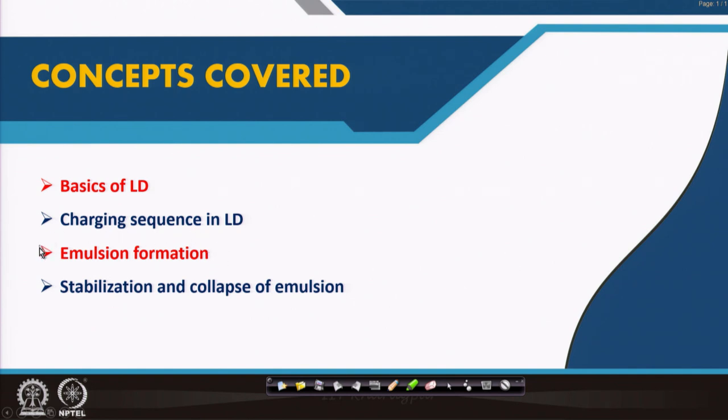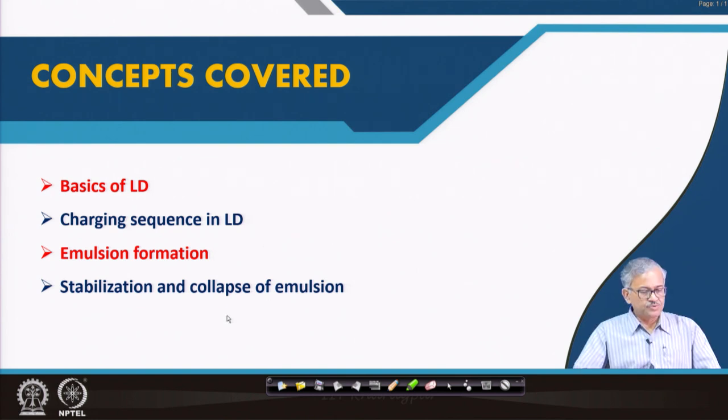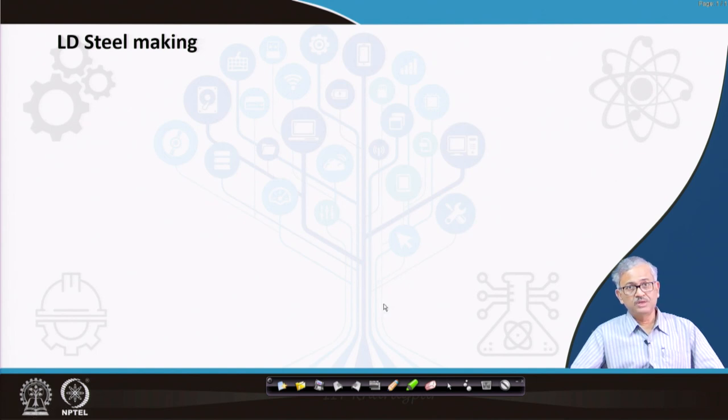And then we will talk about the emulsion formation, that is the major mode of refining in LD, and that is why the LD refining is so fast. I will come to that. And then stabilization and collapse of emulsion, because emulsion is very essential for LD refining. For very fast refining, it is the emulsion that is responsible, and so we have to see how to stabilize it, when the emulsion collapses, and how we can stabilize it.